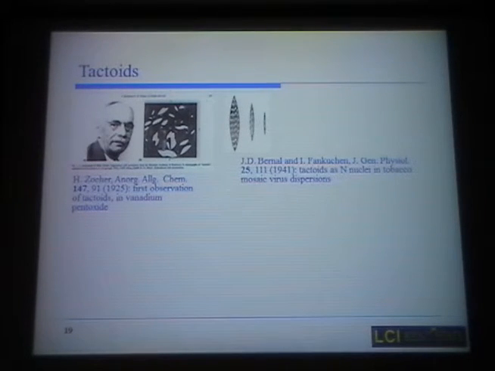It is determined by the balance of anisotropic surface forces and elasticity. The first observers, among them Zocher, who saw the coexistence of the nematic and isotropic phases in similar systems, called them tactoids. And here is the picture from Bernal's article, in which he demonstrated how the molecules are supposed to arrange themselves within these germs, or within these islands of the nematic phase.